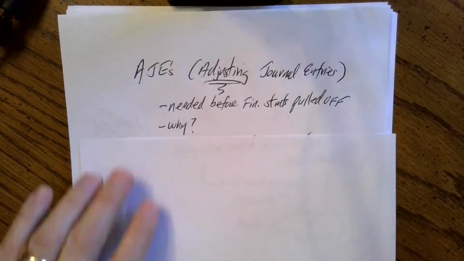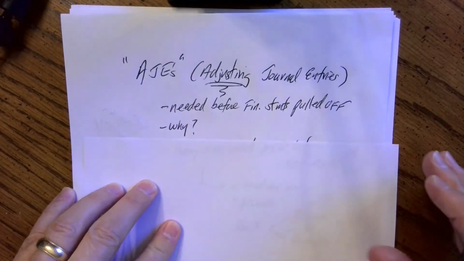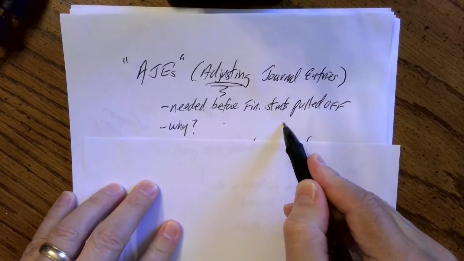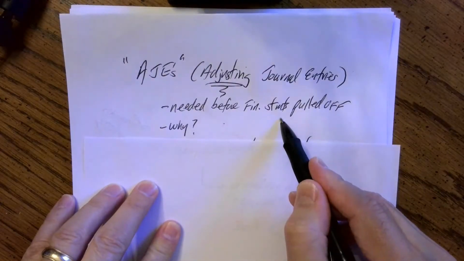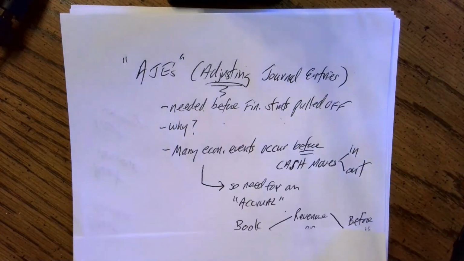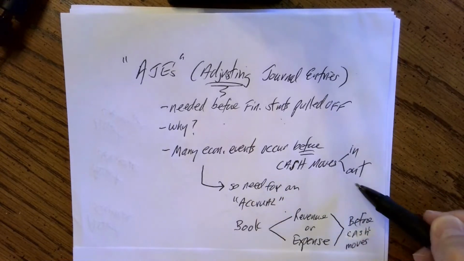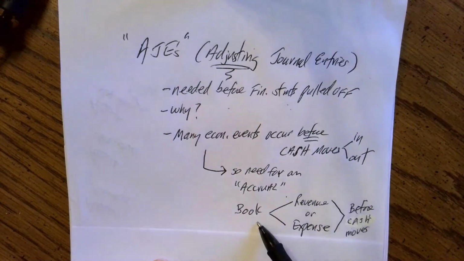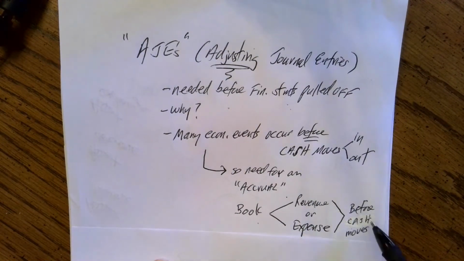So we're making adjusting journal entries in this chapter that are needed before financial statements are pulled off, let's say each month or each quarter. Why? Unless these are made, those financial statements will not be representative, not be accurate. Again, the why is because some events occur before cash moves in and out. So we need to accrue or book either a revenue or an expense before cash moves in certain circumstances.